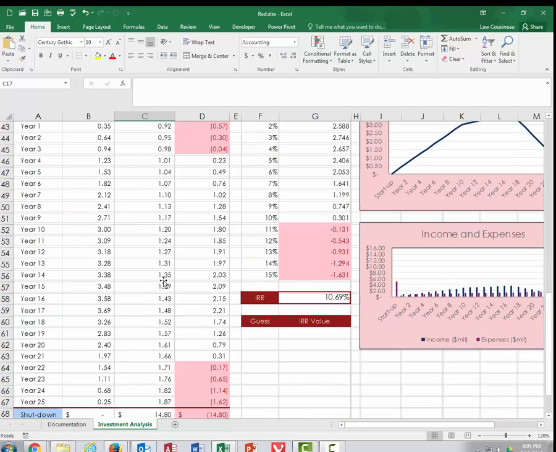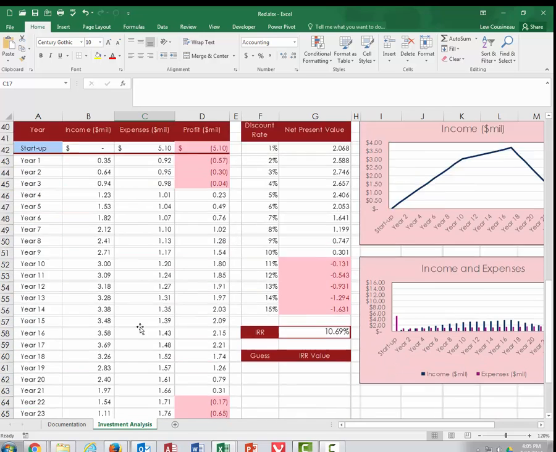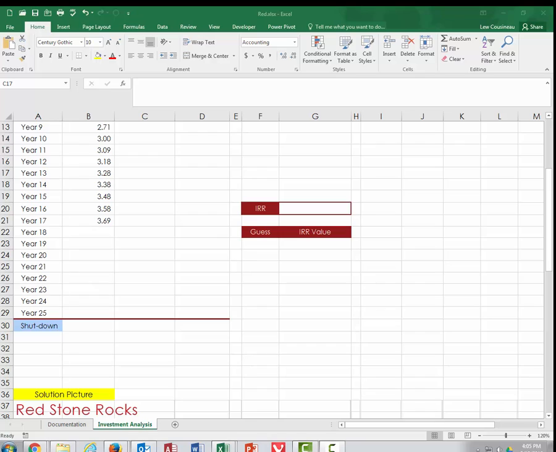And we'll run down and check our solution picture. That looks good. Year 17, 3.69.